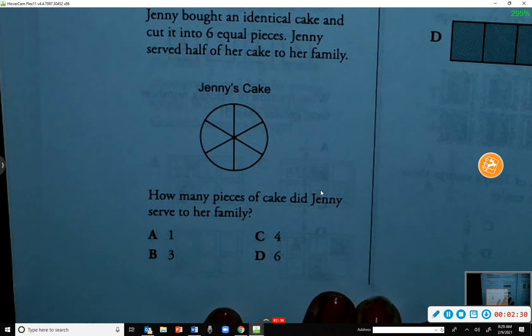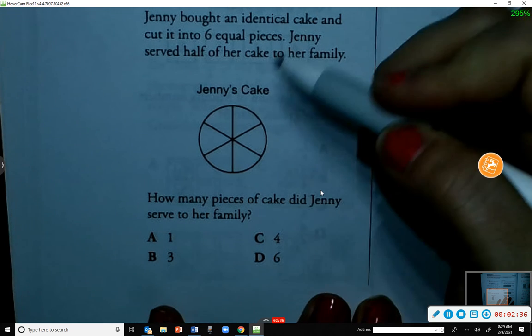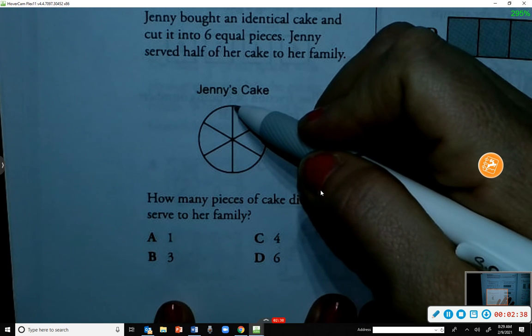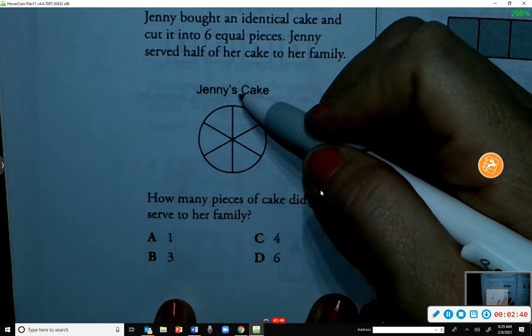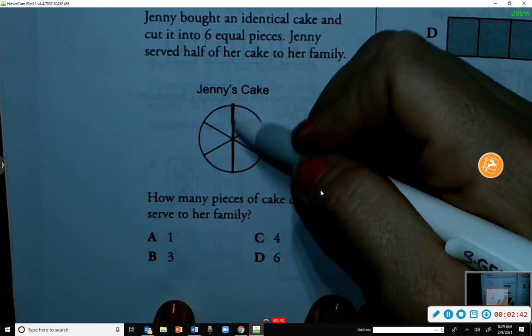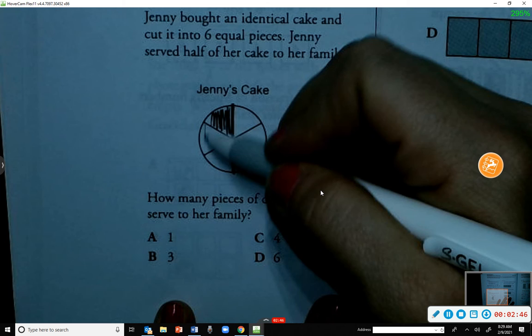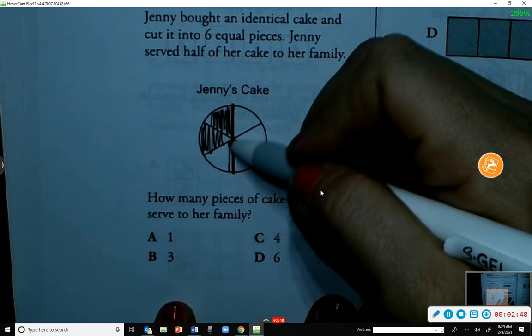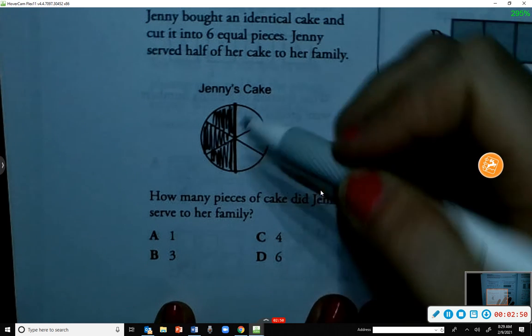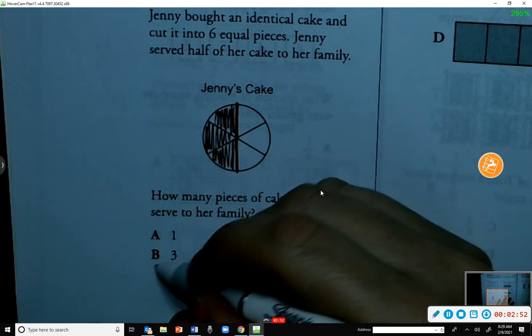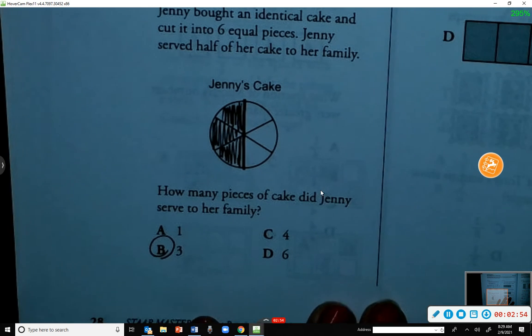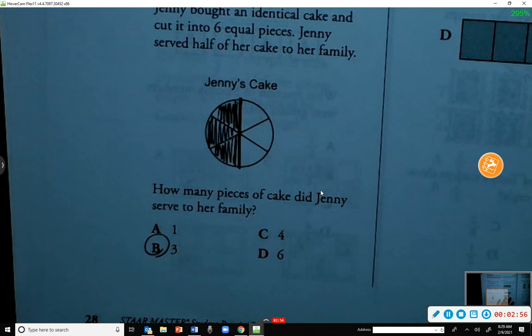Kelsey? She would say, like go up and down. She would say 1/2 in. Good. So here's cut in half right here. So I would shade everything over here. So B would be the correct answer. 3 pieces.